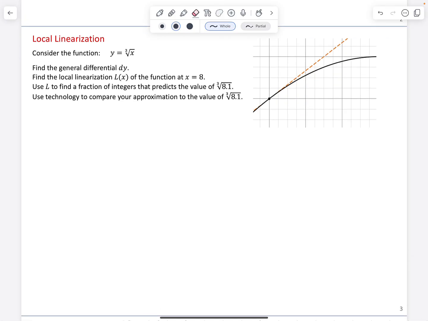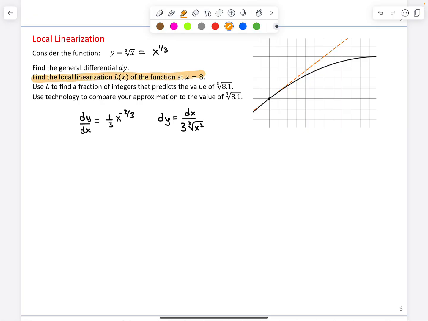Consider the function y equals the cube root of x. Find the general differential dy. Well, the cube root of x is x to the 1/3. So the derivative with respect to x will be 1/3 x to the negative 2/3. So dy will be equal to, this negative power moves the x to the denominator, and then the 2/3 power is the cube root of x squared. So you have 1/3 times the cube root of x squared, and then this dx will be multiplied to the right side, which I'll just put in the numerator of that fraction. And this is my general differential dy.